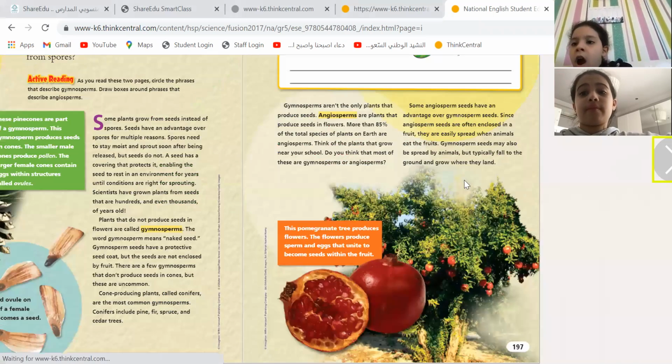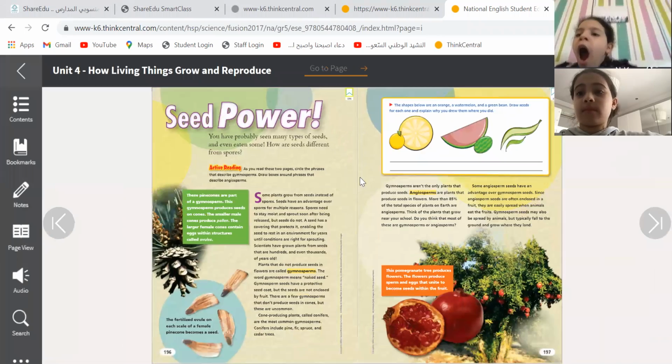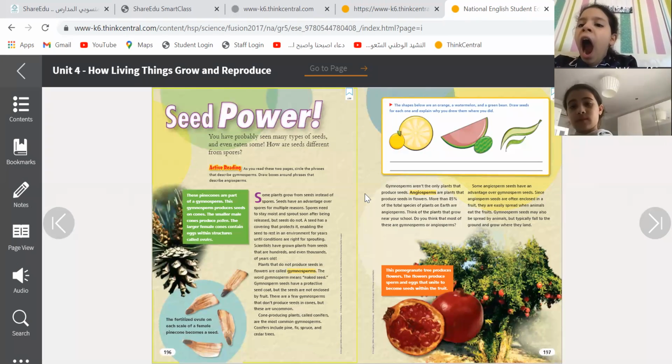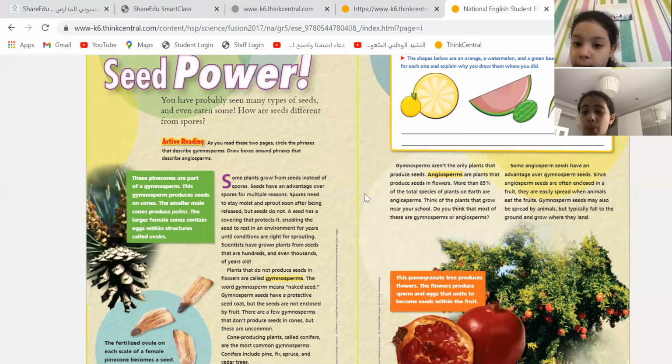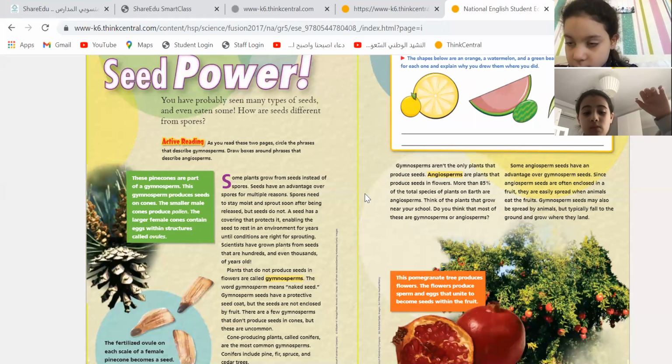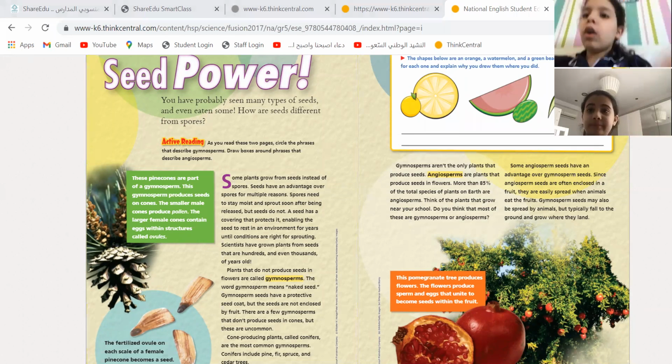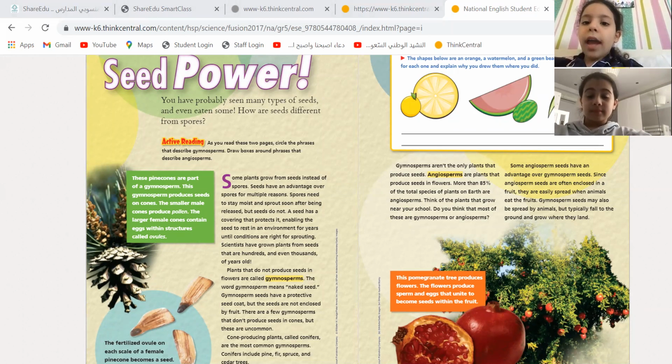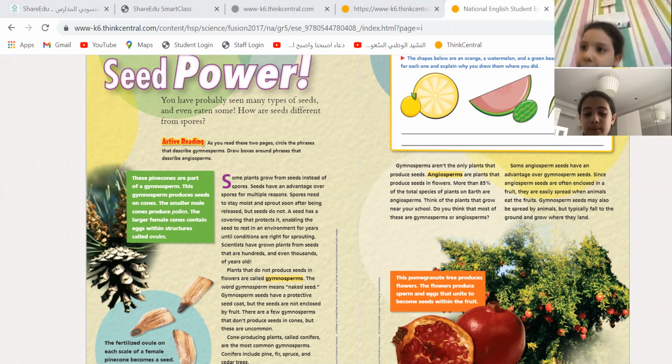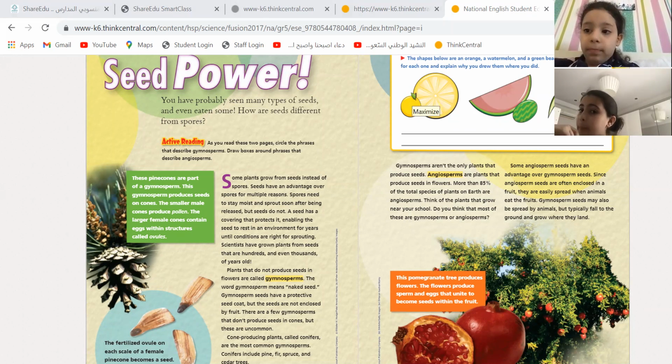Now, let's see, what do we have here? The seed power. Now I want you to find new words over here. We are going to talk about new words in seed. First of all, what do you know about seeds? Who here can tell me what they know about seeds? Amal, what do you know about seeds?